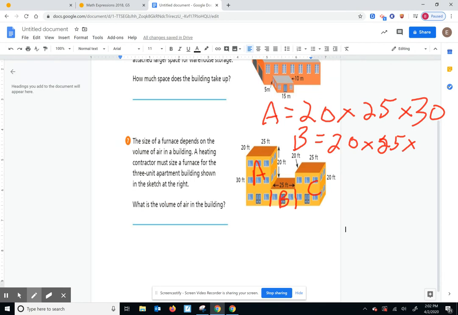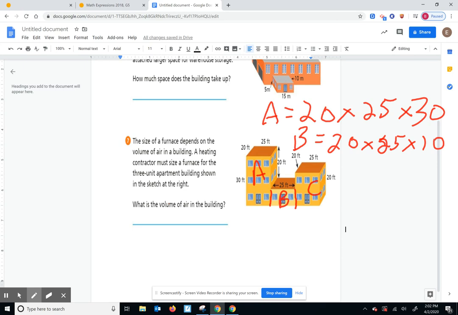So what I need to do in that instance is kind of like we did yesterday. We need to subtract to find the difference between those two numbers, and that will tell us the height of building B. In that case, 30 minus 20 is 10. So that is going to be our formula for building B, or that is going to be our problem we need to solve for finding the volume of building B.